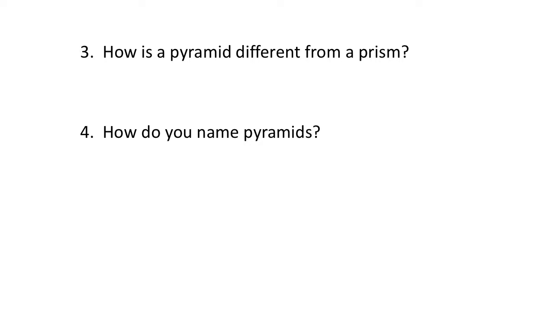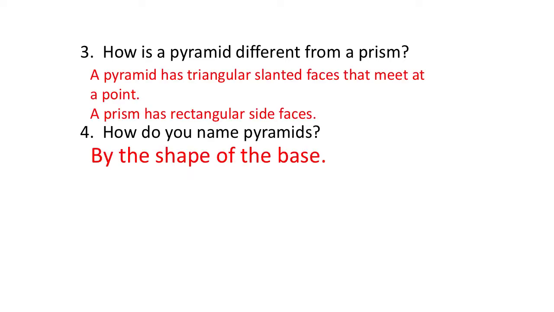So how's a pyramid different than a prism? Yes, so the lateral areas now for pyramids are going to be triangles. There's only one base. So how do you name pyramids? It's still by the base though. Yeah, a pyramid has triangular slanted faces that meet at a point. A prism has rectangular side faces. This is the difference. And yes, prisms have two bases, whereas pyramids have one. But again, we're still naming it by the base.